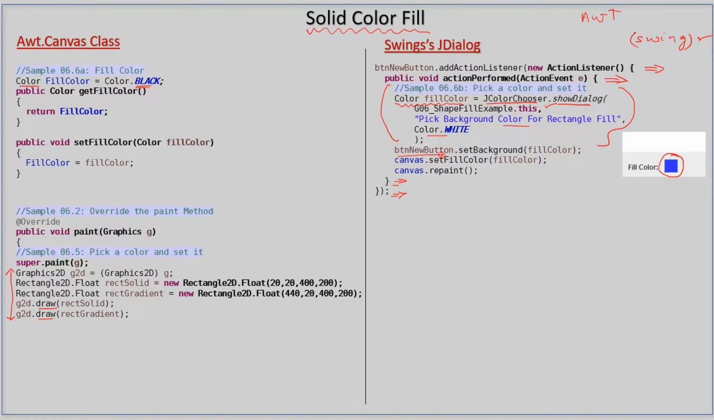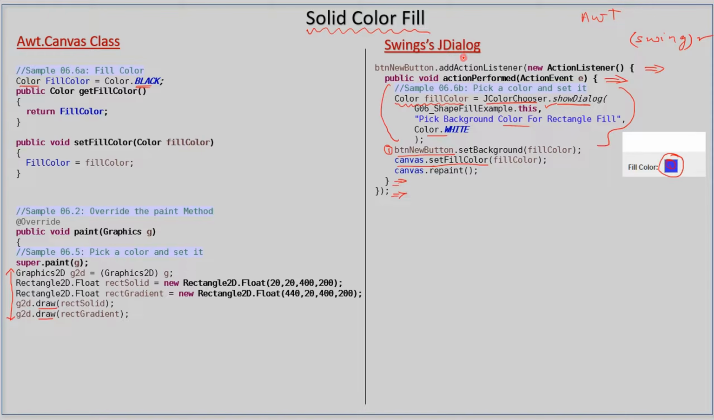btnNewButton. So this is that button, btnNewButton, and we set the background so that at any time you will come to know what color was picked. Then we set the fill color for our canvas.